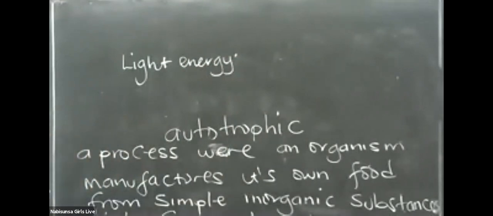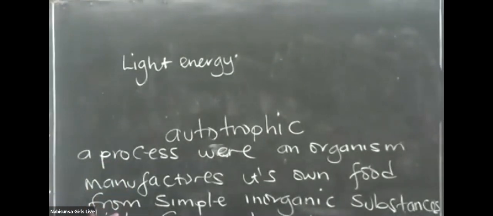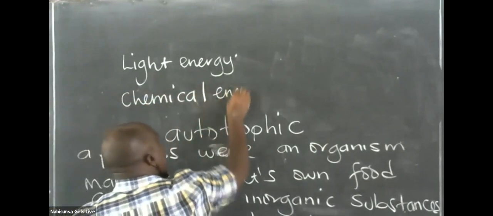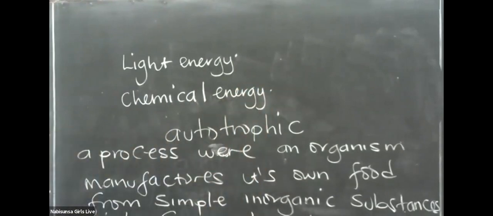And if they don't use light energy in manufacturing their own food, they can also go ahead to break down complex chemical compounds. They can break down complex chemical compounds and obtain energy within those compounds, and they utilize that to make their own food. That one there we shall call the chemical energy, in manufacturing their own food. The chemical energy I've said.